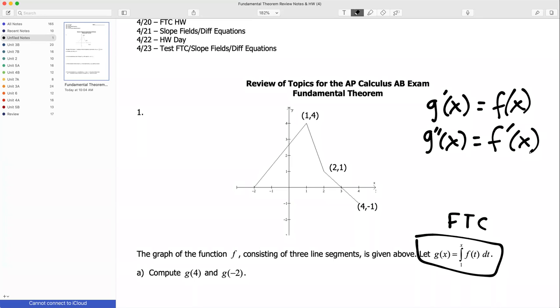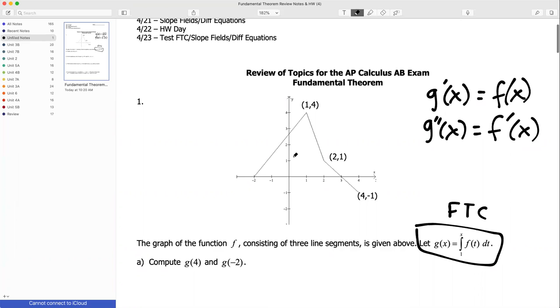Okay, so they're probably going to ask you one of 3 things. Something about g of x, which would be the value of the integral, which is the area under the curve. g prime of x, which is equal to whatever f of x is on the graph, or g double prime of x, which is equal to the slope of the graph of f. Okay, so the first part says compute g of 4 and g of -2. Those are going to be the values of the integral.